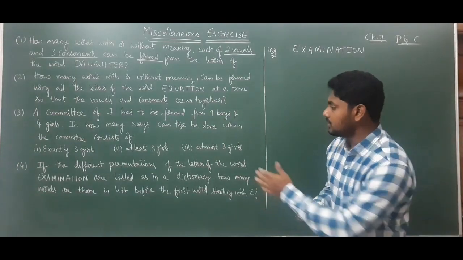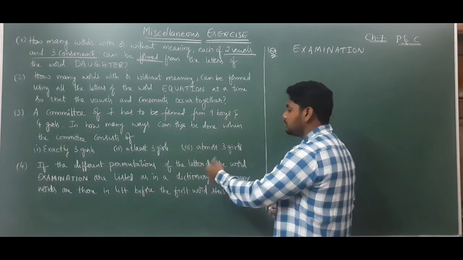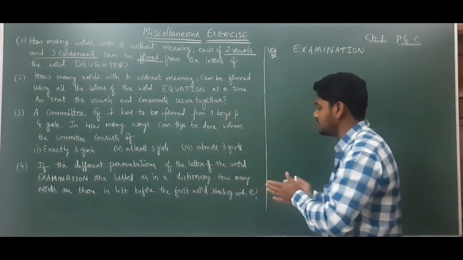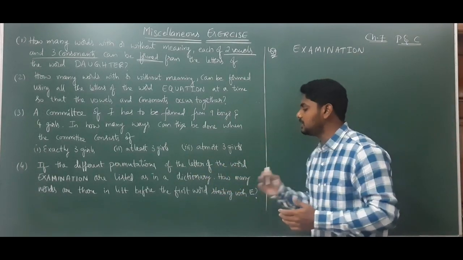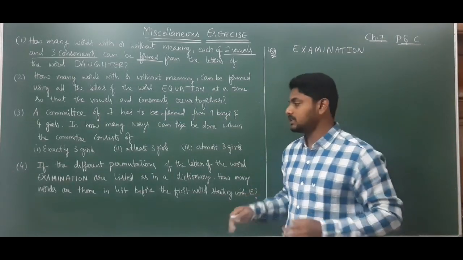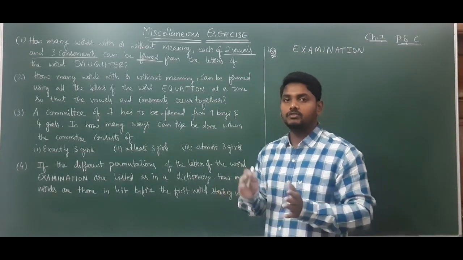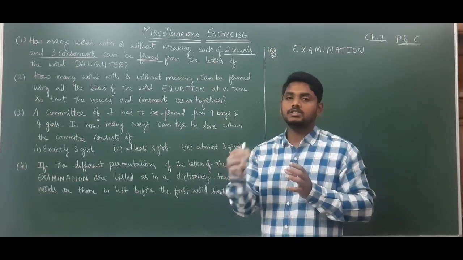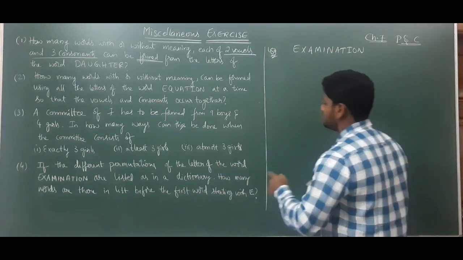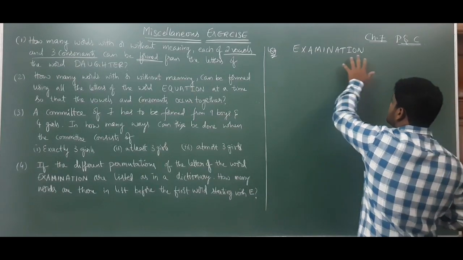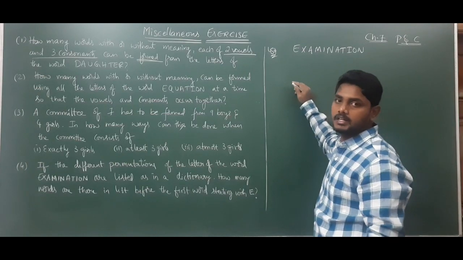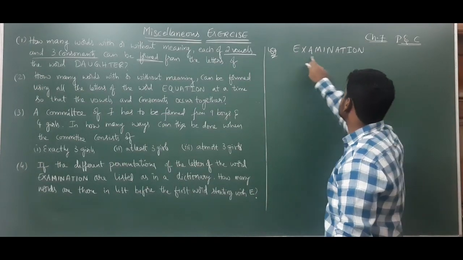Right? So now what they are asking in this question is, different permutations of the letters of the word EXAMINATION are listed as in a dictionary. How many words are there in the list before the word starting with E? Before the word starting with E means the words starting with the letters before E. See, first of all, this word EXAMINATION, in alphabetical order we will arrange the letters first. See, first A.